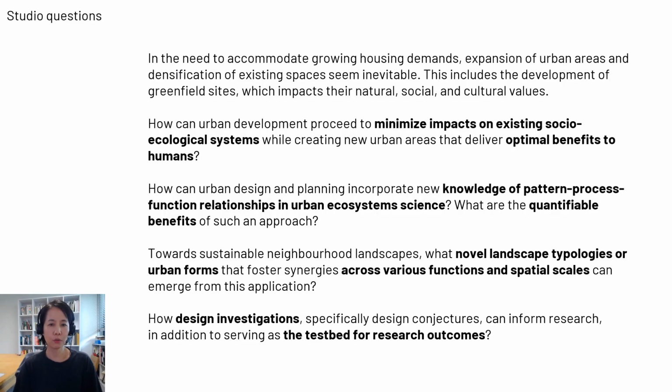We challenge ourselves to address Hong Kong's growing housing demand by answering four key questions as follows. First, how can urban development minimize impact on socio-ecological systems while maximizing human benefit? Second, how can urban design incorporate insight from urban ecosystem science, and what are the measurable benefits of these approaches? Third, what new landscape typologies can foster synergies across functions and scales? Lastly, how can design proposals both inform and test research outcomes?